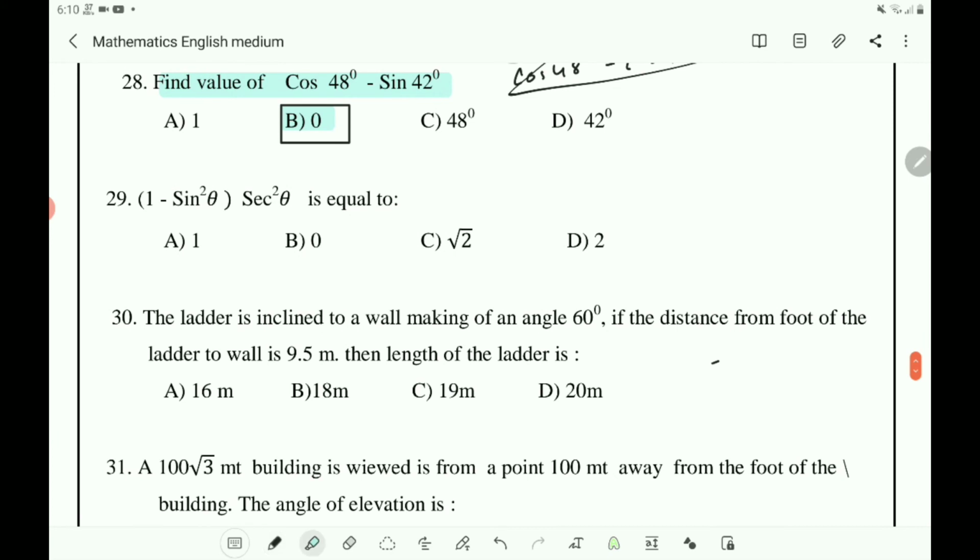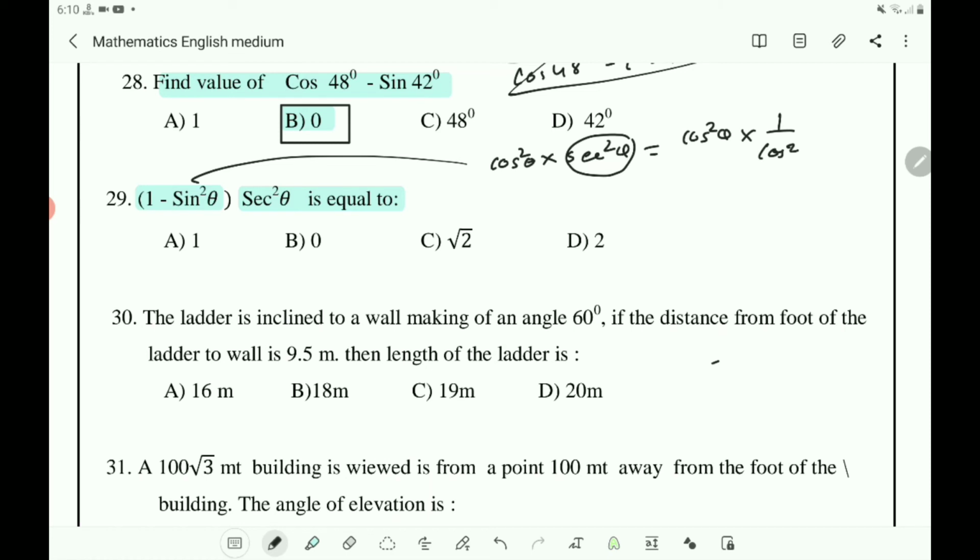Then you take the question number 29. 1 minus sin square theta into sec square theta is equal to. You know the value of 1 minus sin square theta. 1 minus sin square theta is cos square theta into sec square theta. Then you know that they are reciprocal of each other, you will get 1. Cos square theta into 1 by cos square theta, since sec square theta is nothing but 1 by cos square theta. These two cancel, equals 1. Then what is the answer? Option E is the answer.